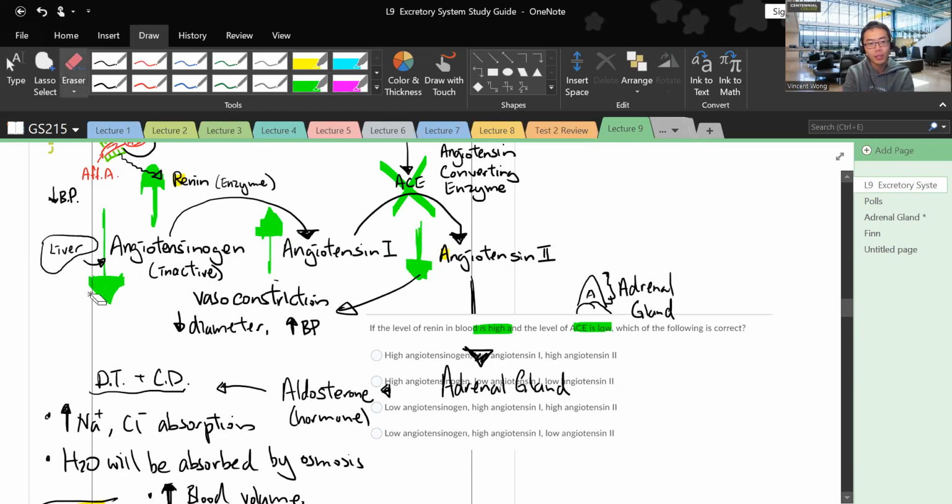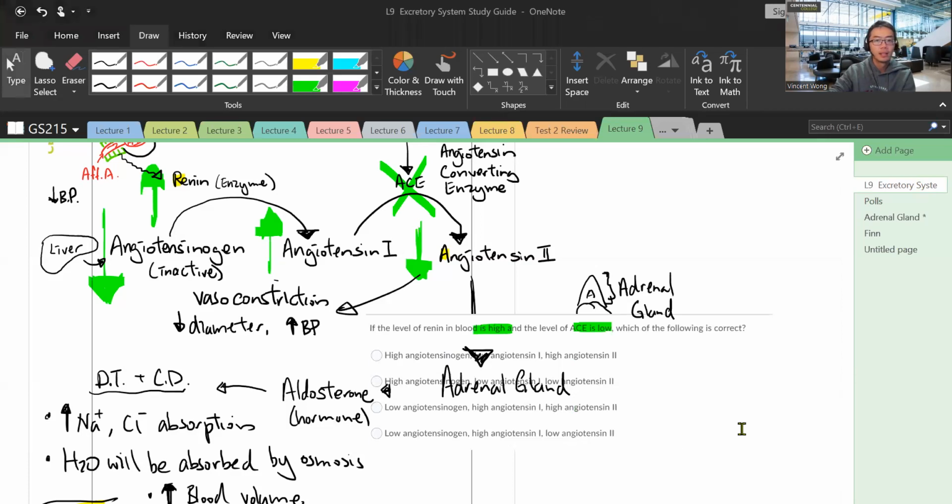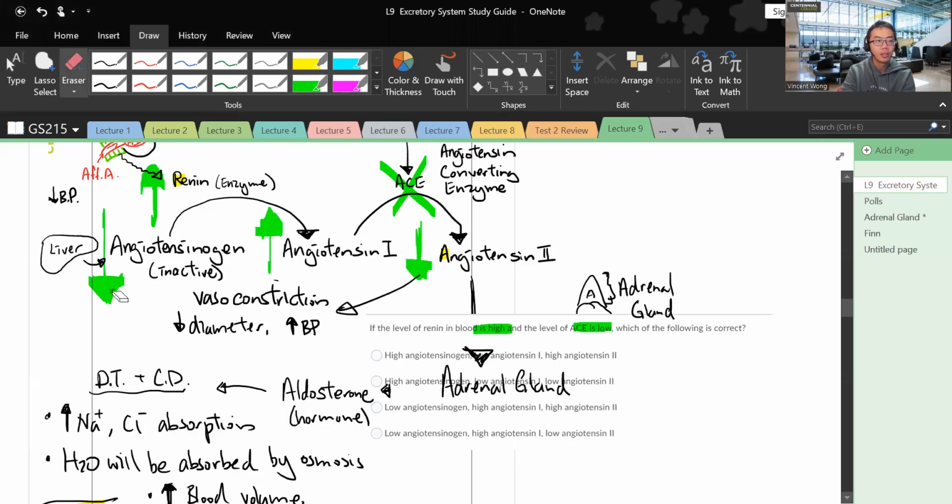So the correct answer is low angiotensinogen, high number 1, and low number 2. So D is the correct answer. Does that make sense? Okay, please ask if you want me to explain again.